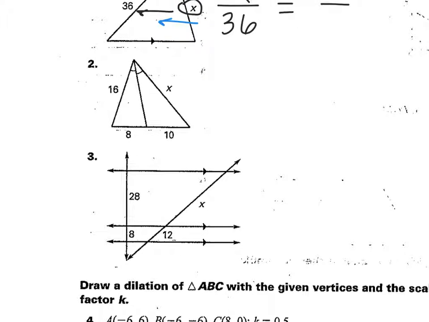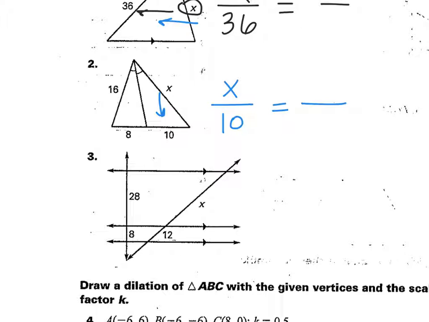Same thing in number 2. I always start with the variable. So here I'm going to go x over 10. So I kind of look at this as going top over bottom. So on this one you should go top over bottom, cross multiply and solve.